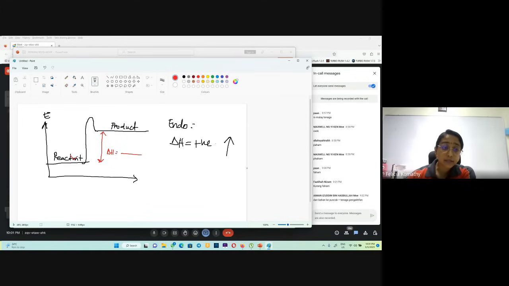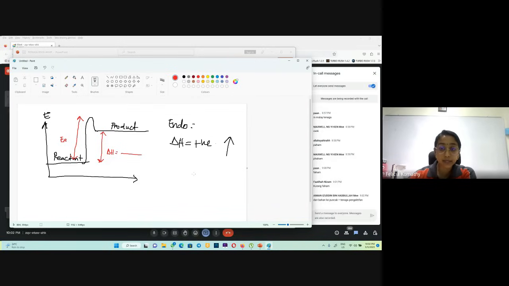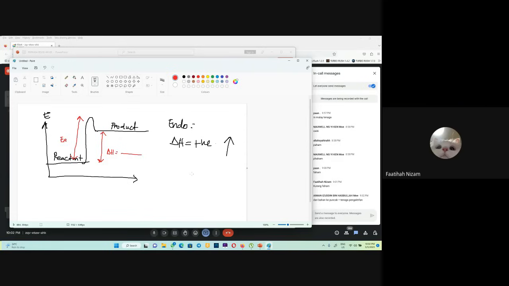Daripada paras reaktan ke puncak, paras reaktan ke puncak itu adalah activation energy. Ini untuk endo. Boleh faham ke sekarang, Fatihah? Boleh.